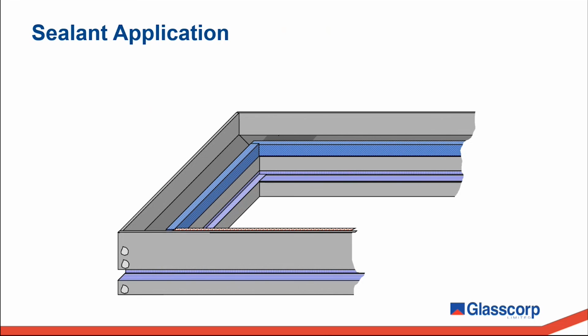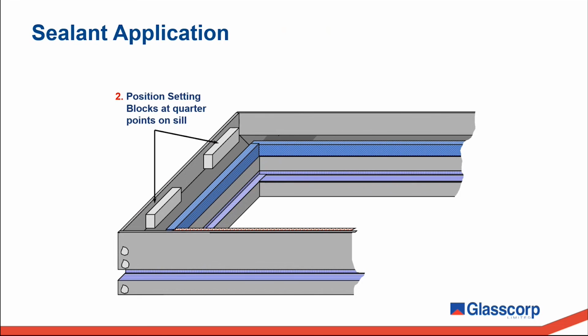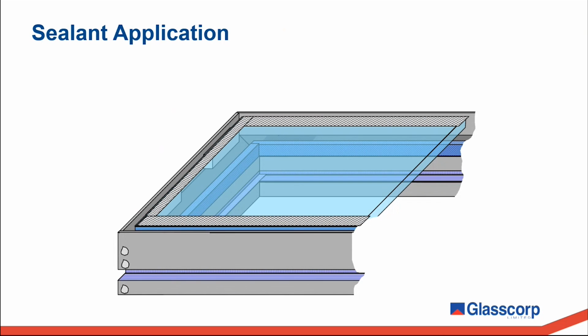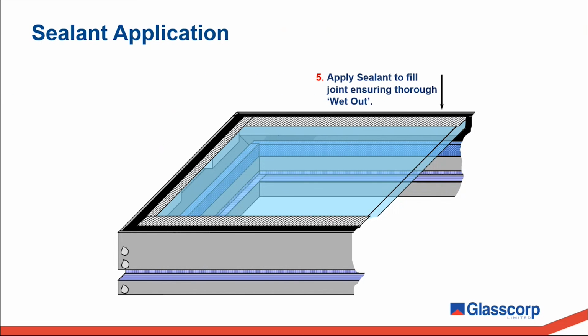So firstly, the structural spacer tape is positioned. Then setting blocks are placed into position. These can be used to correctly align the glass panel in the frame. The glass is placed on top of the structural spacer tape. At this point, masking tape may be applied to the glass edges. And finally, structural sealant is applied and tooled off to ensure good joint fill or wet out.